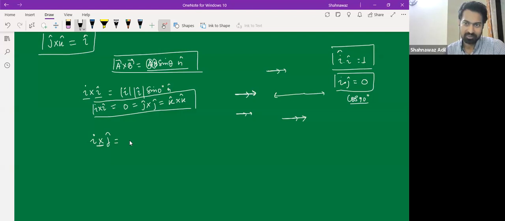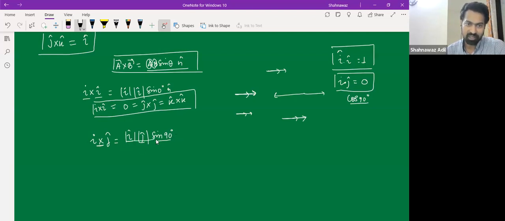Just like how I cap into I cap is 0. I cap into j cap, so it will be 0. This would be sine. What is the angle between I cap and j cap? 90 degrees. So this is 1, this is 1, this is 1. So how can this be 0? It cannot be 0. It should be 1. So revise, Akib sir, revise.